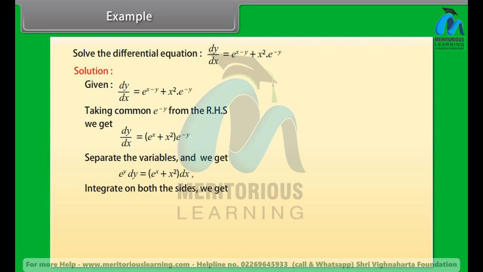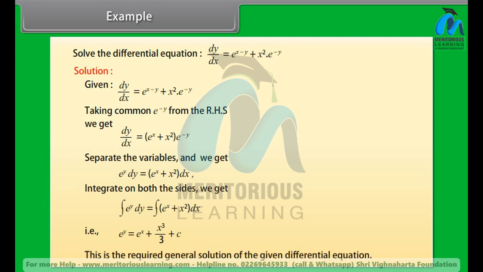Integrate on both sides, we get integral of e raised to the power y with respect to y equals integral of (e raised to the power x plus x square) with respect to x. That is, e raised to the power y equals e raised to the power x plus x cubed by 3 plus c. This is the required general solution of the given differential equation.